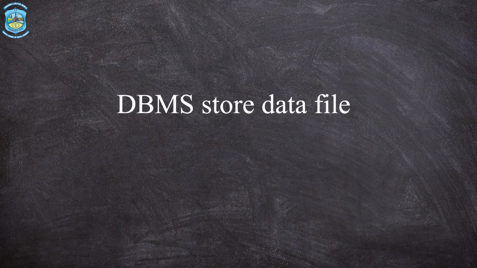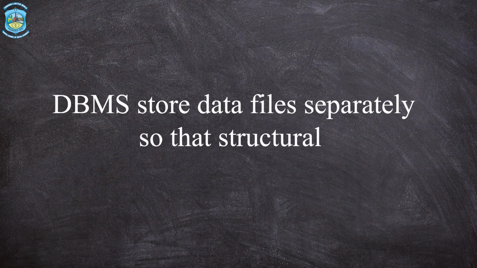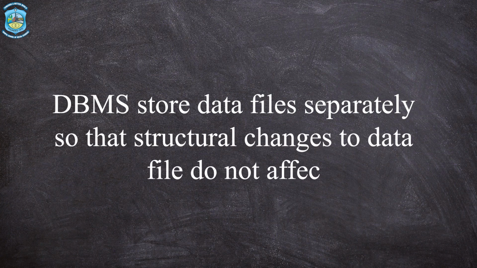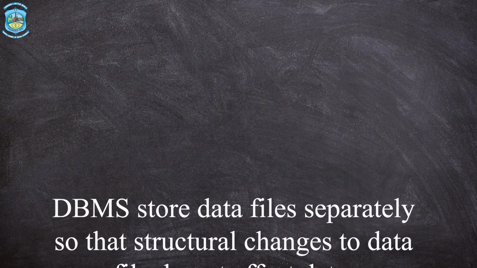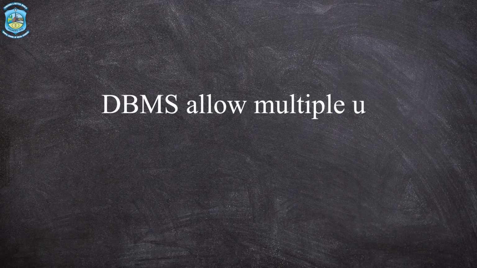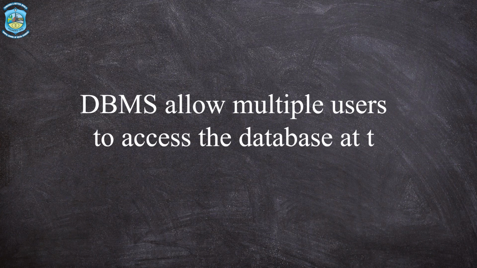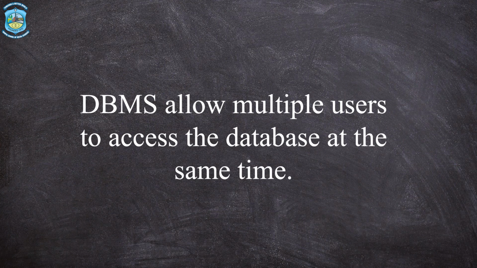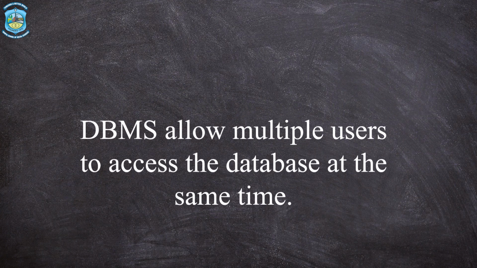A database management system stores the data files separately so that structural changes to a data file do not affect the data. It is very important to maintain data in this manner so that accidental changes in the structure do not affect the actual data. This is called data independence. We will see this term later on in the course. It also allows multiple users to access the database at the same time. That means it facilitates sharing of data.